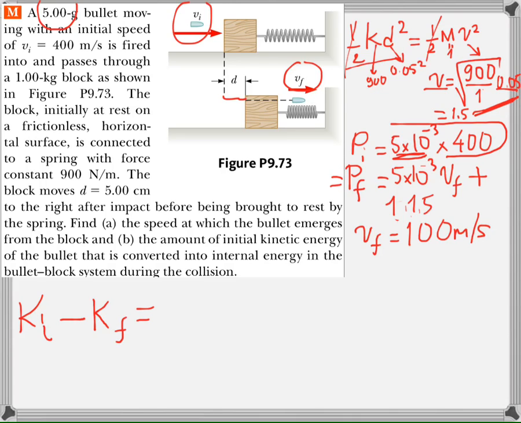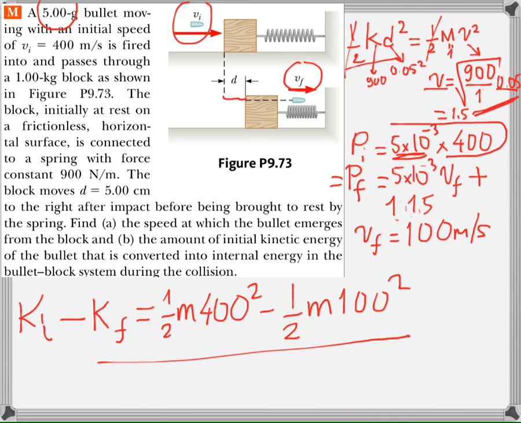So initial kinetic energy of the bullet is 1/2 small m v initial squared, which is 400 square, minus 1/2, again the mass of the bullet, which is 5 times 10 to the minus 3 kilogram, 100 square. When you calculate this, you will find the amount of energy of the bullet that is passed to the block, right? So you can do it at home. It's not a big deal.